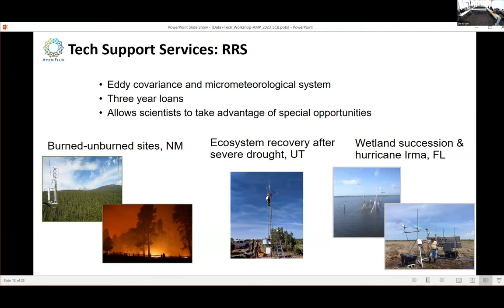Again, AmeriFlux-Tech handles calibration too. Here are some of the deployments we've done: a burn area in New Mexico after wildfires in 2016, a wetland succession in Florida, and an ecosystem recovery after severe drought for the pinyon juniper ecosystem in Utah. That system is going to come back in November. We've also done this in Arkansas, a rice field with Ben Rocco.